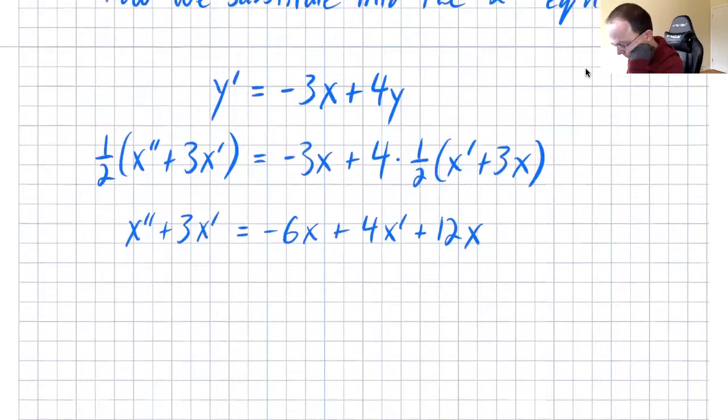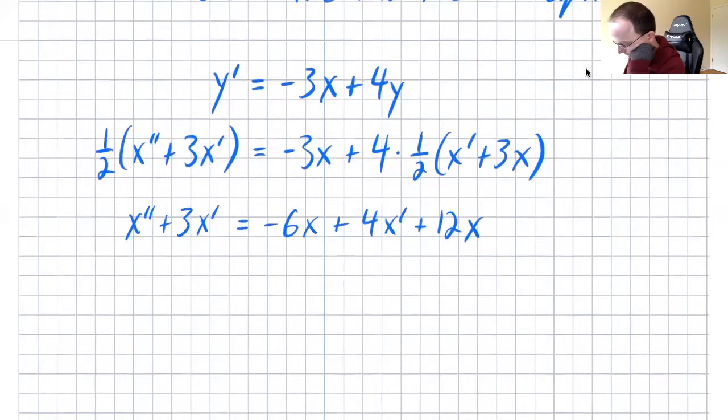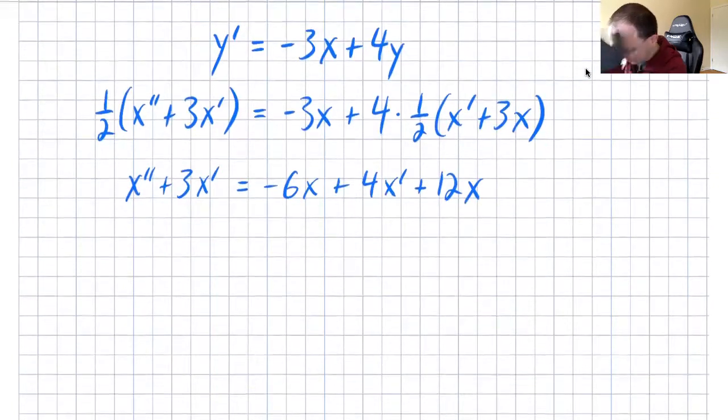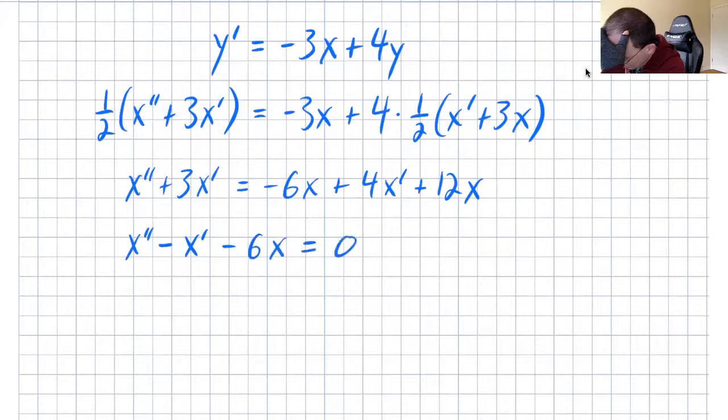Like that. So I multiplied both sides by 2 and I distributed this 4 across this. And then I'm going to move everything to the left-hand side. So I'm going to have 3x' minus 4x', so that's minus x'. And then on this side we have plus 6x, so that'll become minus 6x, like that.